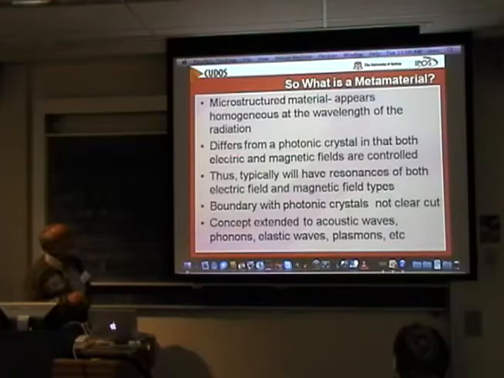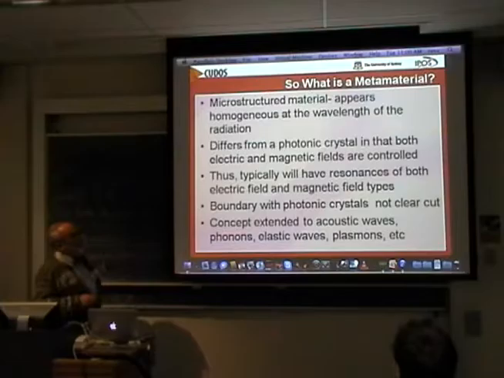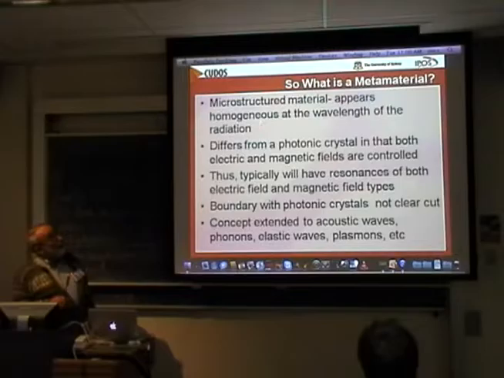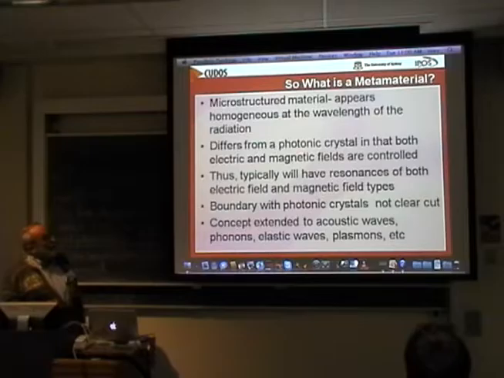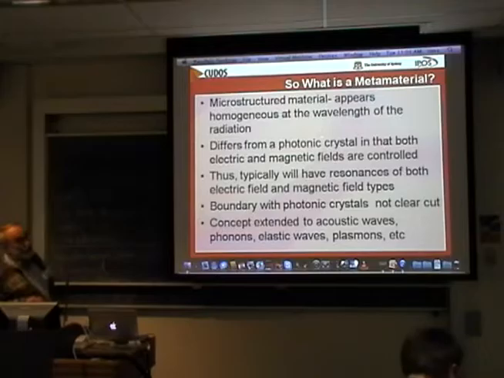Pendry also said, even though we've got negative refraction in a photonic crystal, this is not the full story. The photonic crystal essentially is a dielectric structure, and it's essentially just controlling the electric field, and the magnetic field is following. Pendry said that a metamaterial should control both electric and magnetic fields simultaneously, so it should have its electric resonance and its magnetic resonance both built into it.